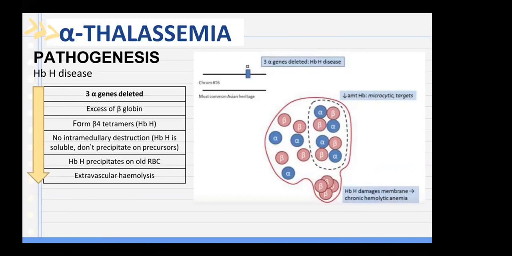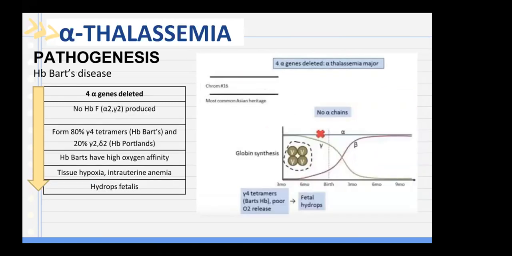All right. Okay, next is hemoglobin Barts disease. This is due to 4 alpha genes being deleted. The pathogenesis will cause no hemoglobin F. Hemoglobin F is predominant in fetal life, especially below 6 months old, which consists of alpha 2 and gamma 2. This 4 alpha gene deletion will finally form gamma tetramers, which is hemoglobin Barts, and 20% is hemoglobin Portland. Hemoglobin Barts has high oxygen affinity, which reduces tissue hypoxia and also causes intrauterine anemia for the fetus. And finally, the fetus will have hydrops fetalis, which is a fatal condition.